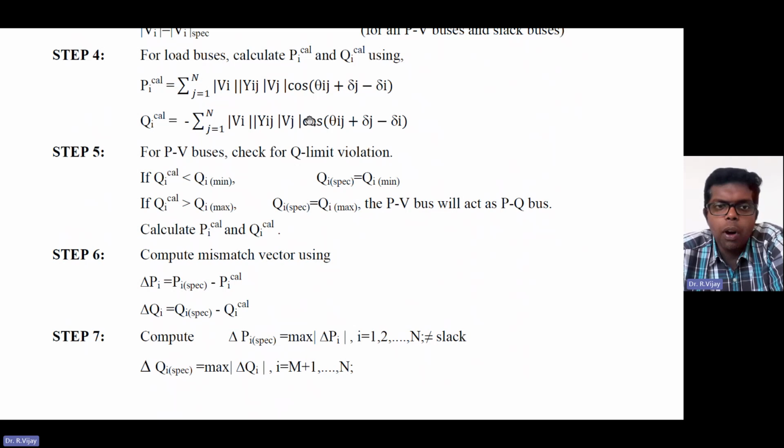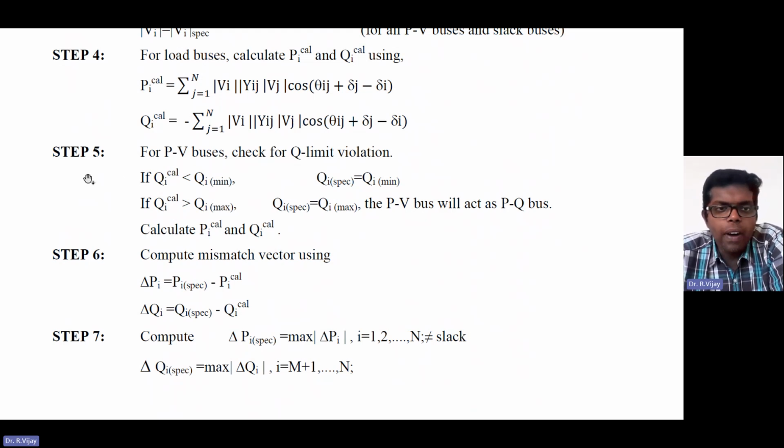Sorry, here a small mistake. So QI calculated is equal to, here not cos, it is sine. Okay, so here sine of minus summation j equals 1 to n, Vi Yij Vj sine of theta ij plus delta j minus delta i. This you need to rectify.